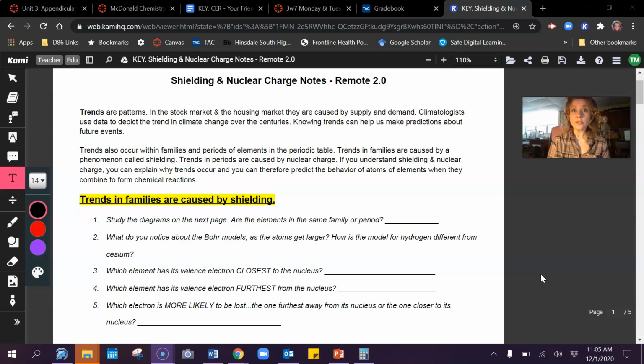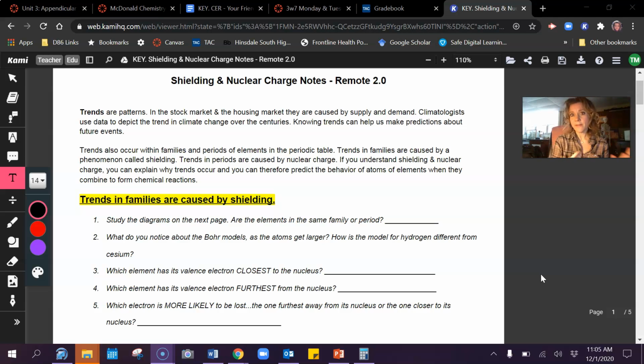Now, as you've already learned, we have columns on the periodic table and we have rows on the periodic table. Columns on the periodic table are called families, while rows, which run left to right on the periodic table, are called periods. And families have patterns that are different from periods. Now, we call these patterns trends.